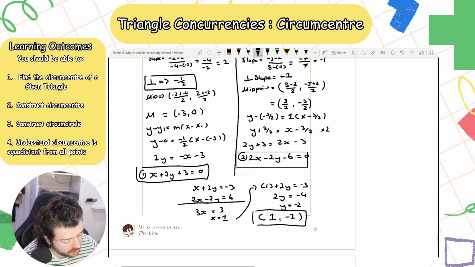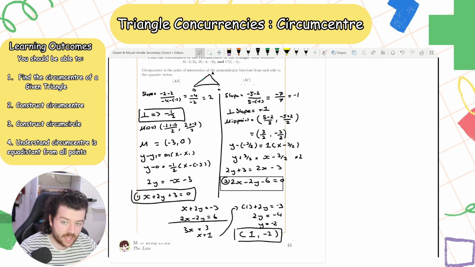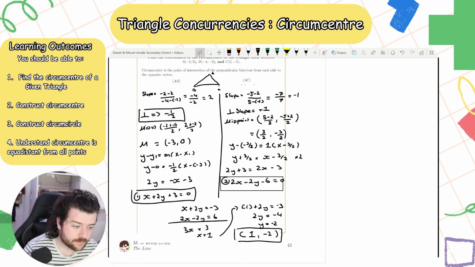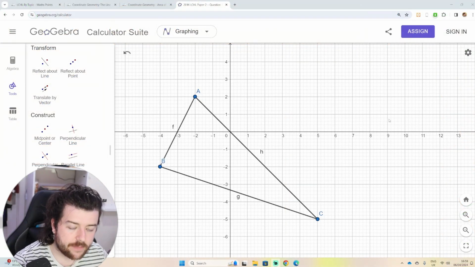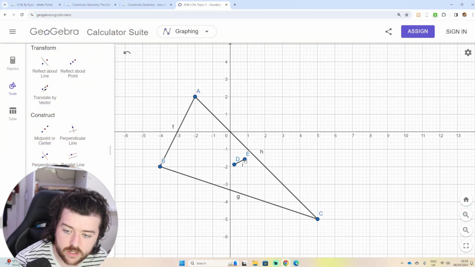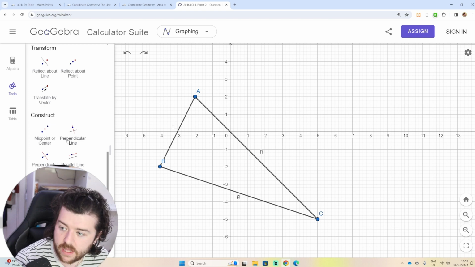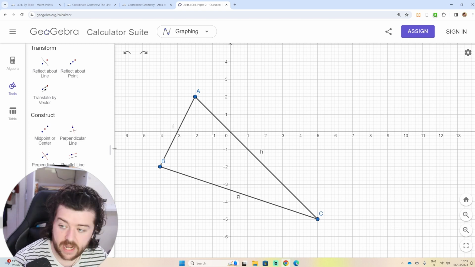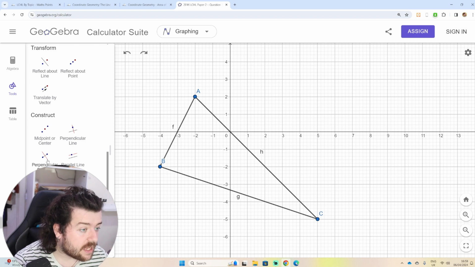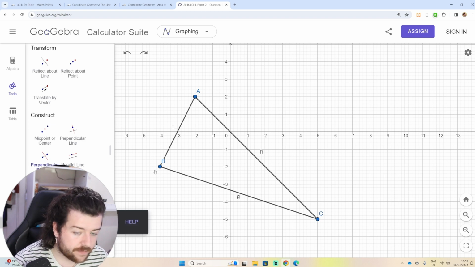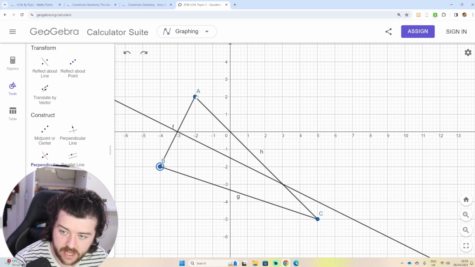So let's double check my answer now by using GeoGebra. So I'm in GeoGebra now. This is just my triangle I plotted out here. So I'm going to click the little perpendicular bisector line. So I find the perpendicular bisector of B and A. There you go. There's my perpendicular bisector.